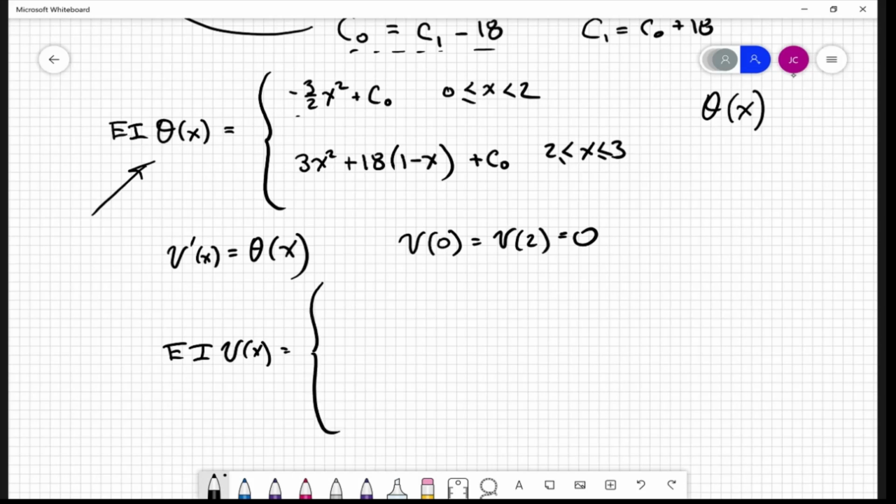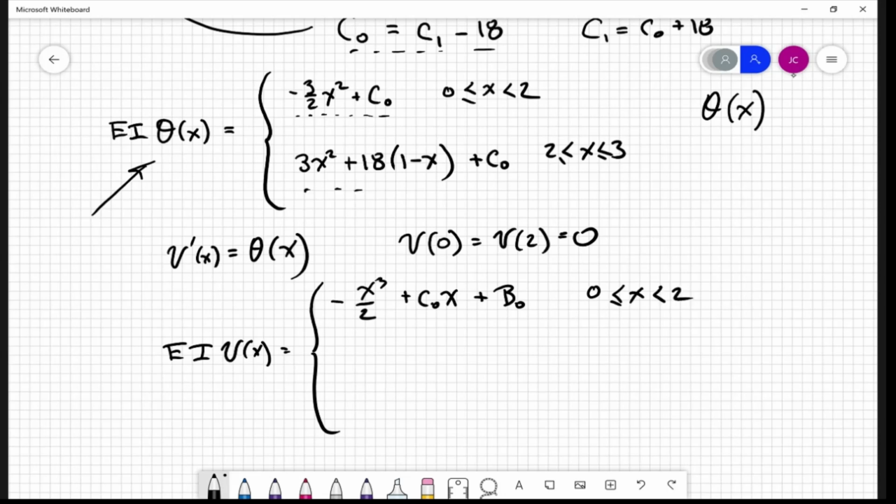So if we integrate the equation from 0 to 2 meters, that is going to give us 1/3. So one is that, so minus x cubed on 2? Is that right? Yeah, that's right. Minus x cubed on 2 plus C0 times x plus another integration constant. So I'm going to call that B0, and that's from 0 to 2.